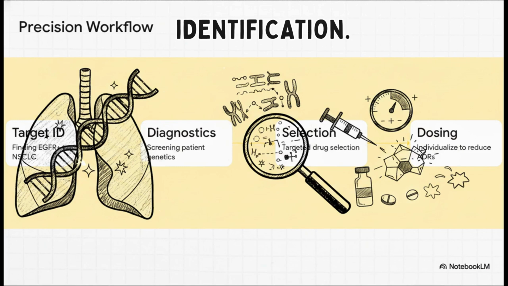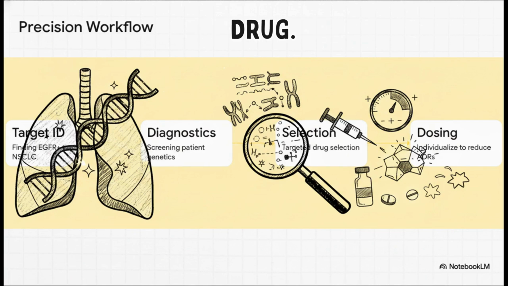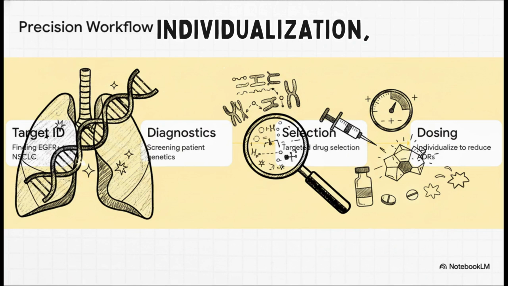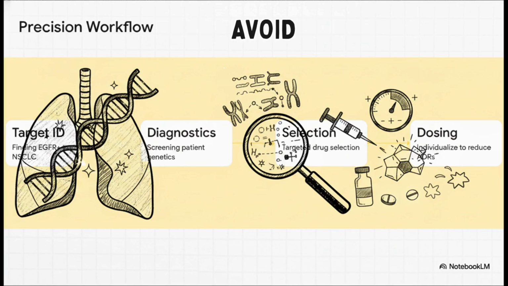First, target identification, like finding an EGFR-positive mutation in a patient with non-small cell lung cancer. Second, companion diagnostics, which means screening the patient's genetics to make sure they match the drug. Third, targeted drug selection, like pulling out the newly approved datopotamab deruxtecan. And fourth, dose individualization, so we can actively predict and avoid adverse drug reactions before they happen.